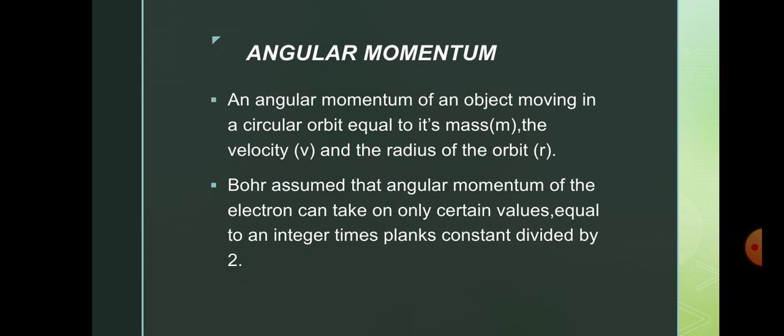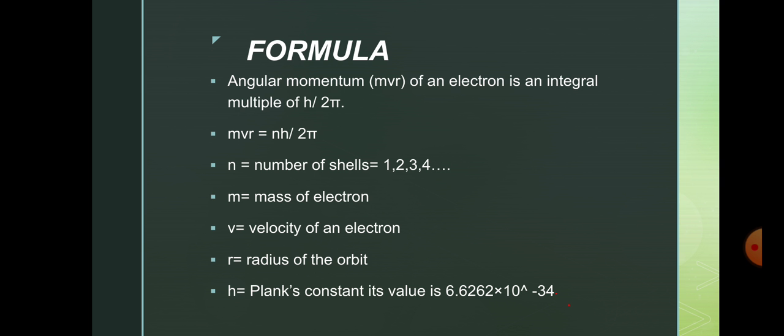Then angular momentum. We know that momentum is equal to mass times velocity, but now we discuss angular momentum. We discuss electrons, and electrons move in a circular path, having mass and velocity, so it's called angular momentum. The angular momentum of an object moving in a circular orbit is equal to its mass, velocity and the radius of the orbit. Bohr assumed that the angular momentum of the electron can take on only certain values, equal to an integer times the Planck constant divided by 2π.